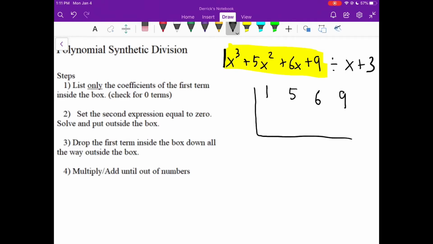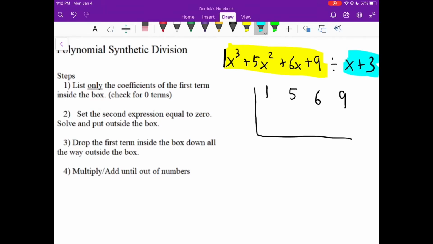Again, notice while the rules are taking a little bit for us to talk through, the actual writing is saving us time because I didn't have to write the x's. Outside the box, we also don't want to write x's outside the box. So in long division, we would have just written the entire thing of x plus 3. Or I would have written this whole second expression outside the box.